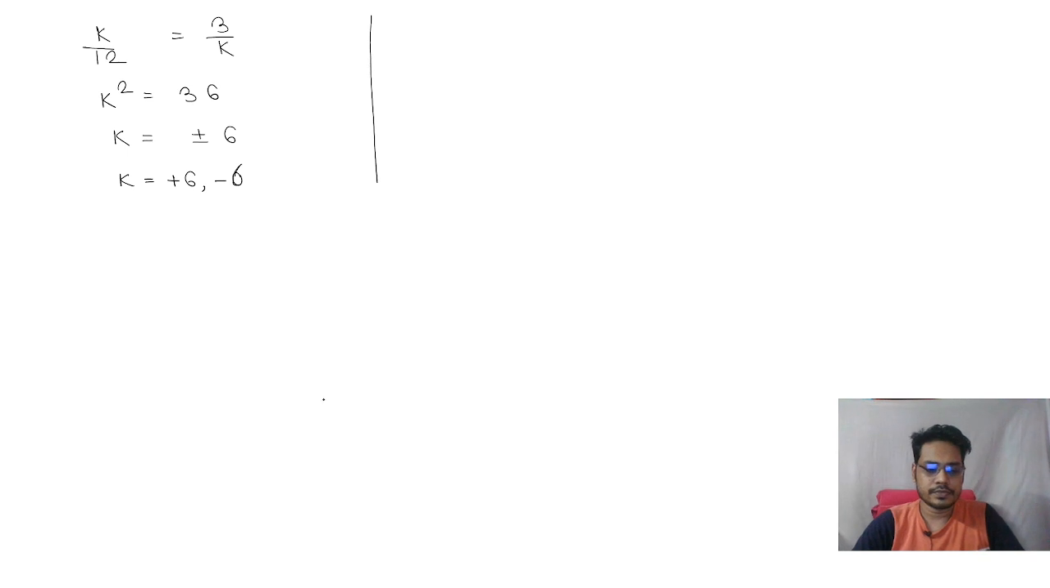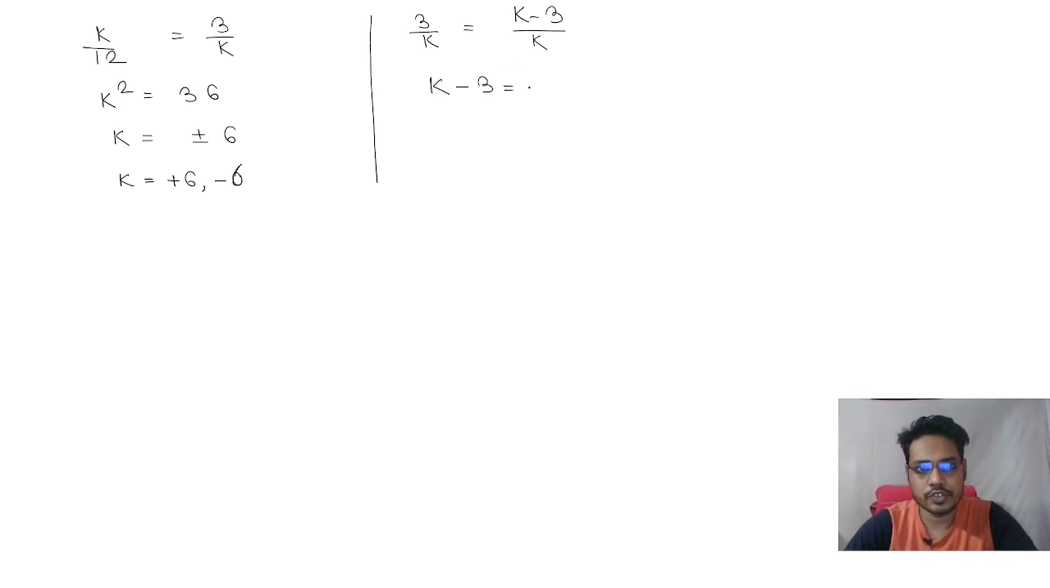Now this 3 by k is also equal to (k minus 3) by k, because we take minus common. So 3 minus k by minus k becomes k minus 3 by k. Now k and k get cancelled. So k minus 3 is equal to 3. So k will be 6.